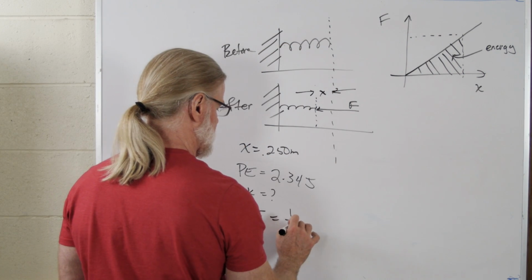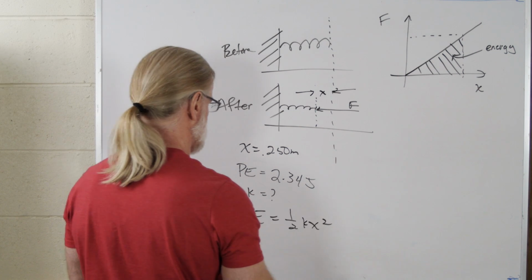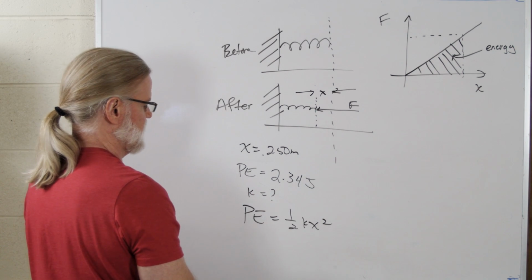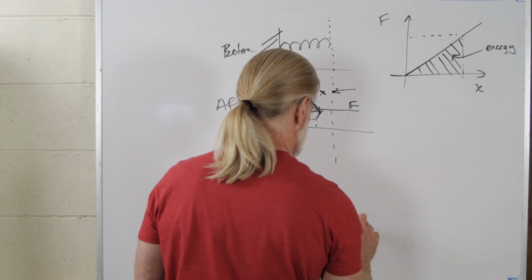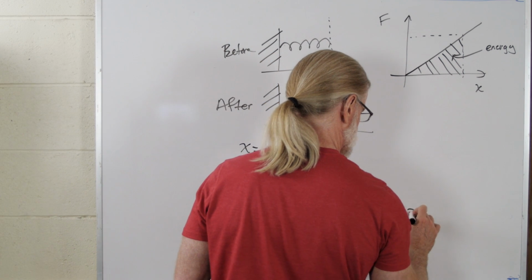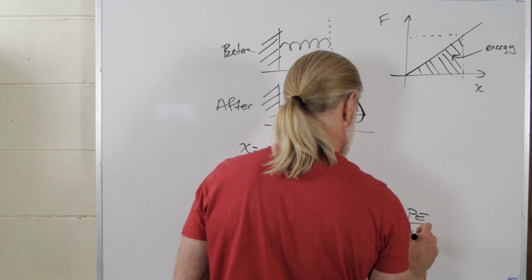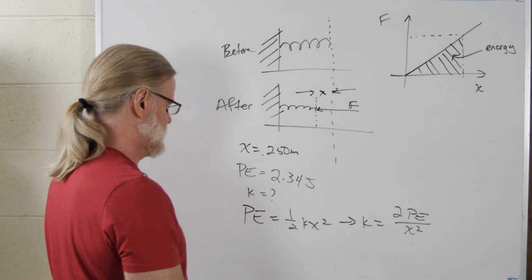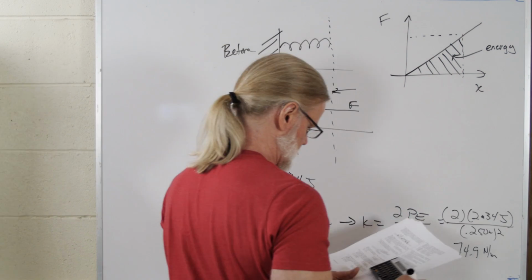Potential energy in a spring is 1/2 kx squared. Oh, this is so easy. Let's just solve for k. This is one of those really easy ones. k equals 2 times the potential energy divided by x squared, just solving for that. That looks like it's choice 4.